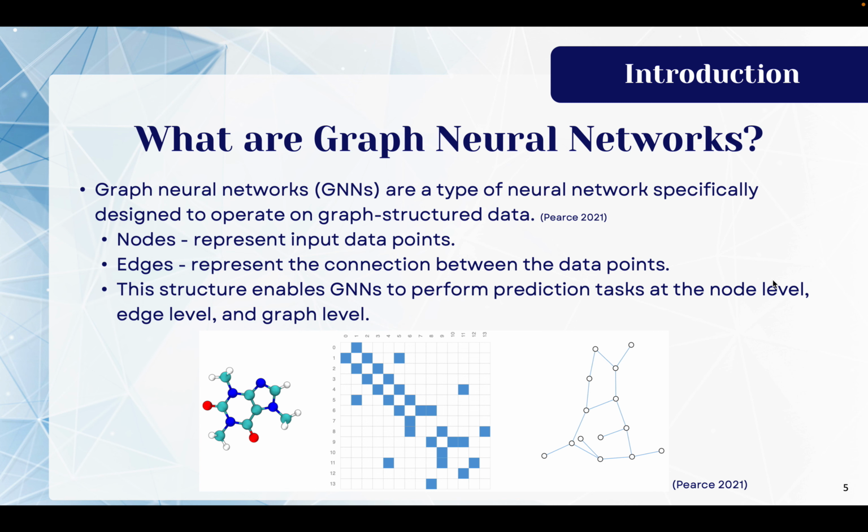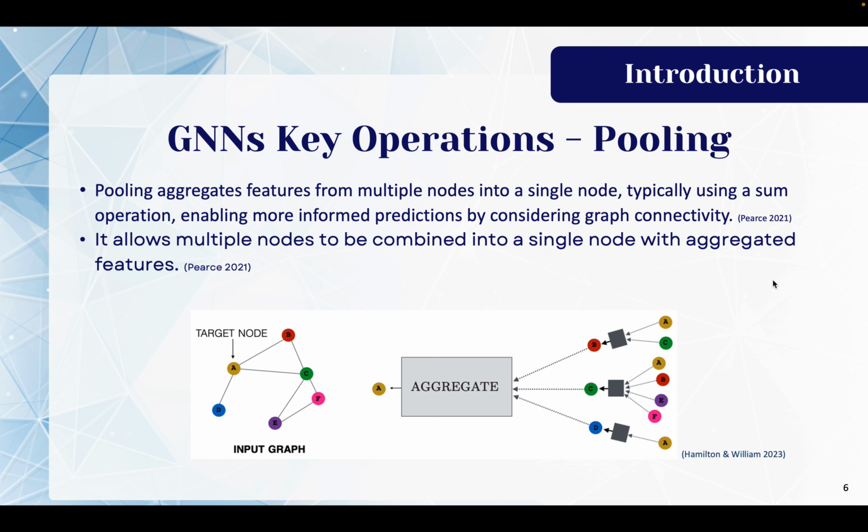Graph neural networks, also known as GNNs, are a type of neural network specifically designed to operate on graph structured data, where its nodes represent the input data points and edges represent the connection between the data points. This structure enables GNNs to perform prediction tasks at the node level, edge level, and graph level. One of the key operations of GNNs is pooling.